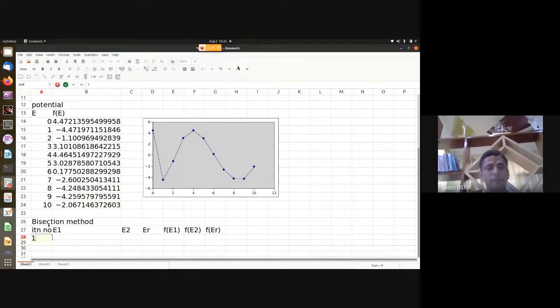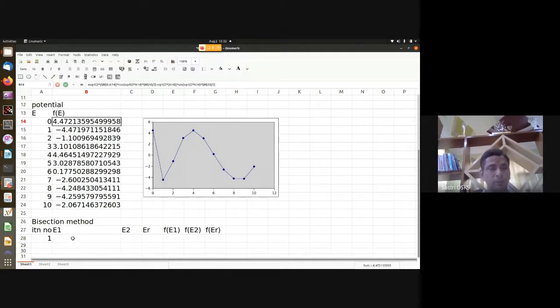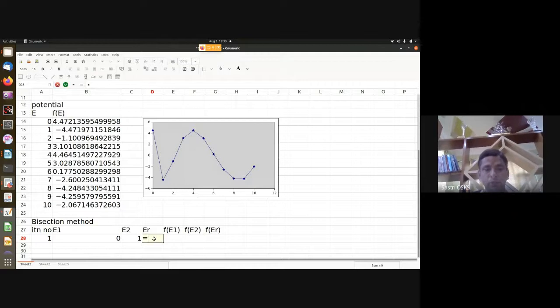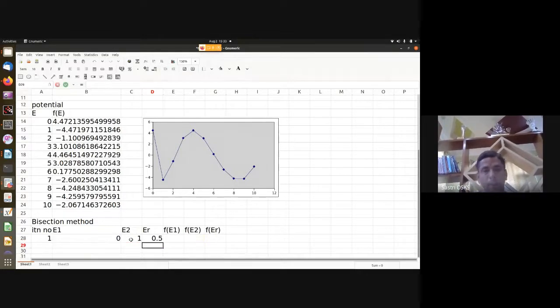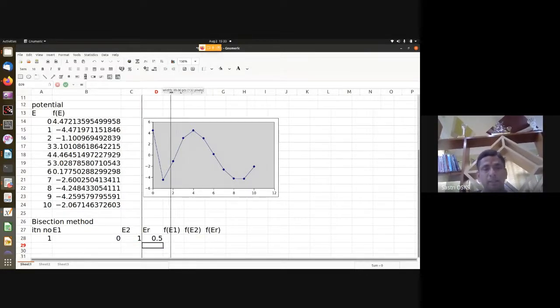So iteration number 1, E1 will be, let us say 0. So E1 is 0 and E2 is 1, because that's between these two only we have the value, right? So ER will be equal to formula E1 plus E2 divided by 2. Okay, and that is correct.